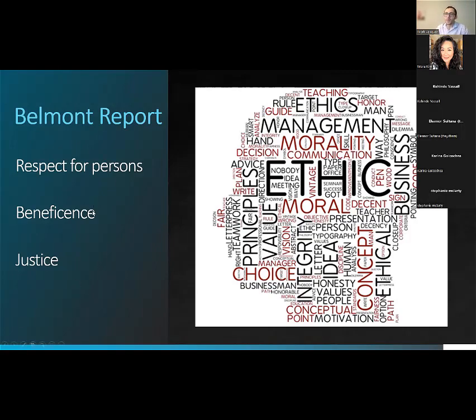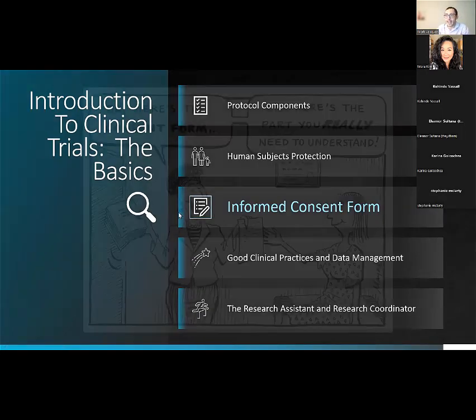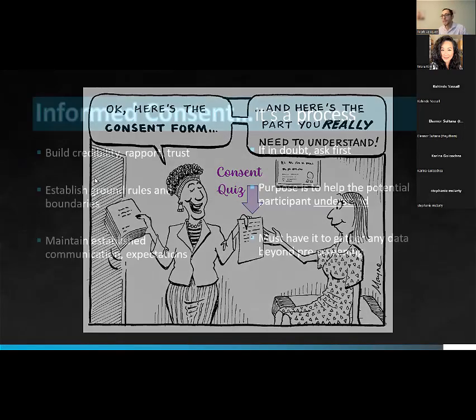So what we'll really dive into a little further though is the informed consent form, and that comes from the respect category. So this is what we all wish we could do. At least I did when I was a research coordinator, because really we needed this consent form. We just needed the consent quiz to be done correctly without error corrections. Of course, that's not truly what we did, but that's definitely what I thought of.